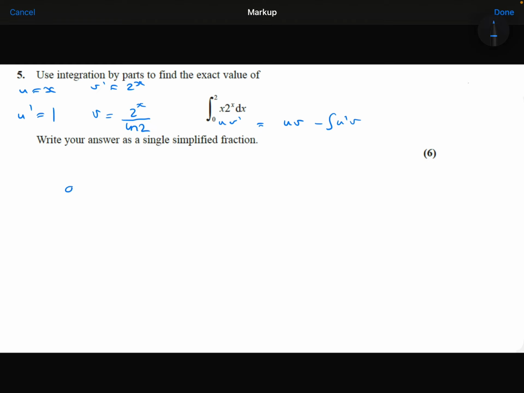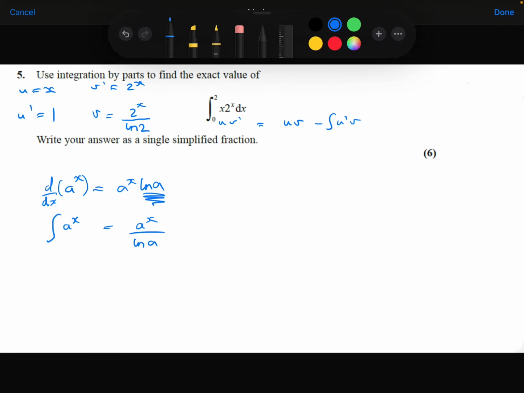We know that when we differentiate a function a to the power x, I get a to the power x ln a. So basically, to differentiate the a to the power x function, I multiply it by ln a. Therefore, to integrate the a to the power x function, it should be the opposite. So I'm not going to be multiplying by ln a, I'm going to be dividing by ln a. So in this case, when I'm integrating the 2 to the power x, I'm dividing it by ln2.